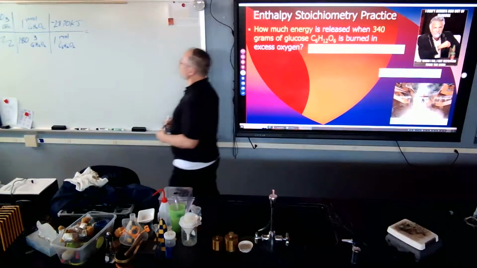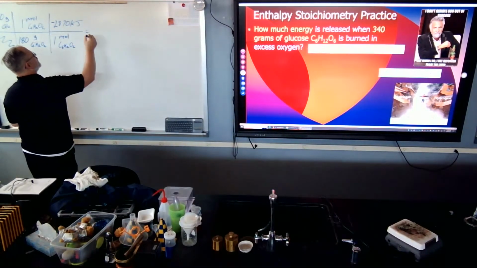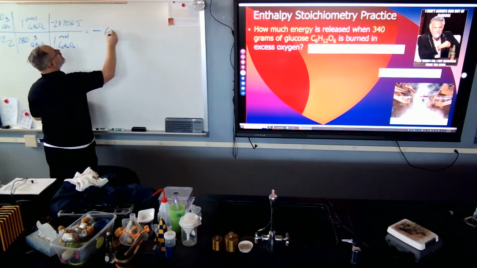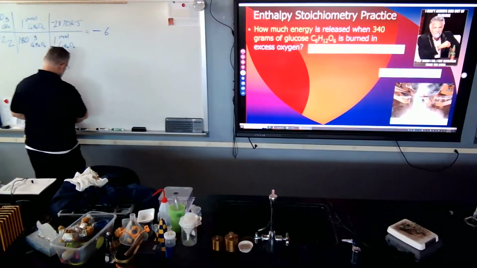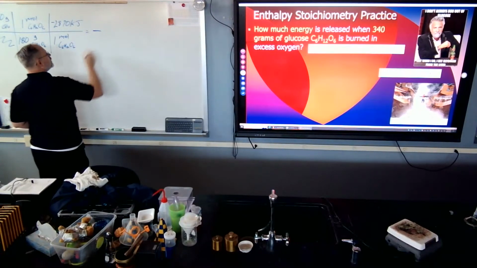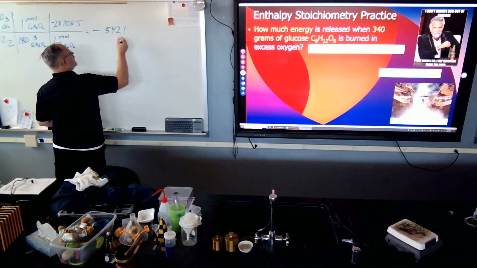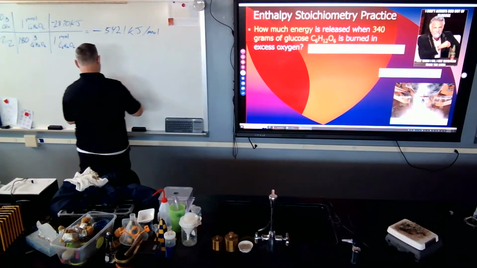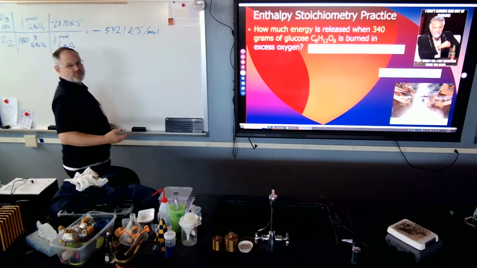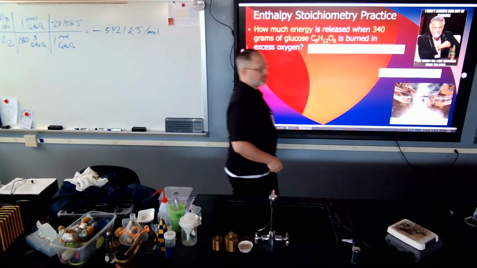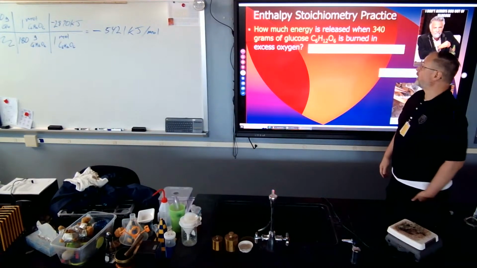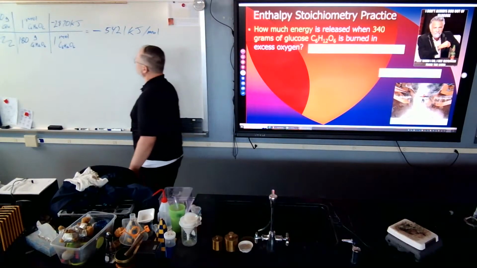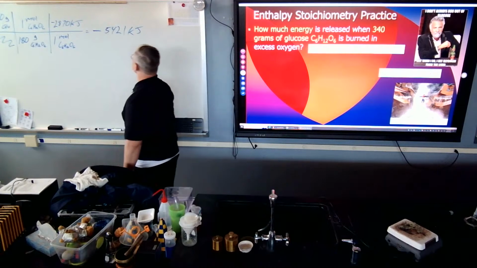Okay, so if I burn 340 grams of glucose, how much energy do I produce? Negative 5421. Negative 5421. And the answer is kilojoules per mole of glucose. How many moles do you have? Well, see, that's the thing. It's that much energy, kilojoules per mole. So since we're dealing with a whole bunch, we can just go kilojoules. That's how much energy.